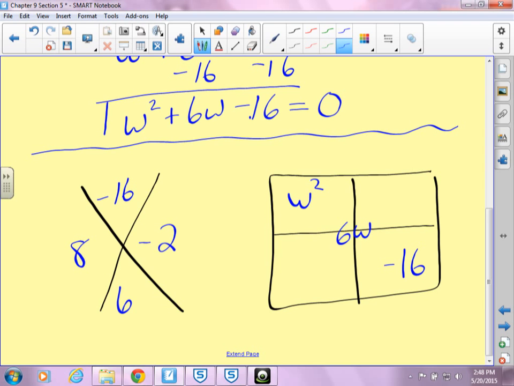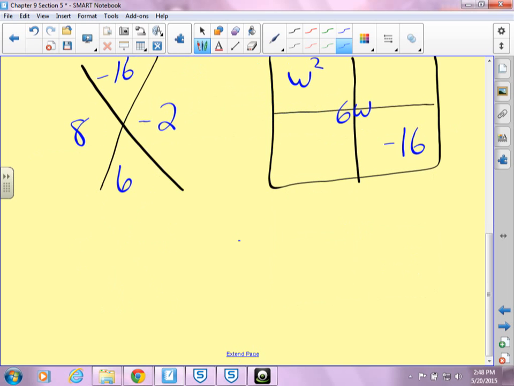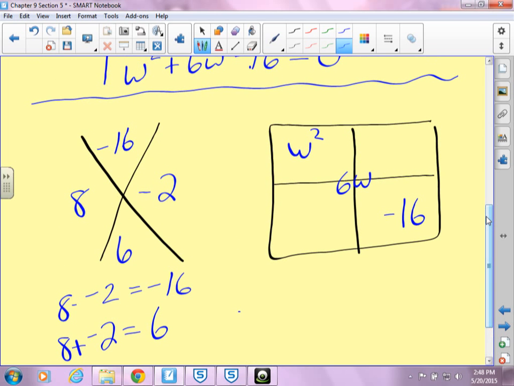And let's make sure that that's right. So I'm going to go 8 times negative 2. That gives me negative 16. That's true. And 8 plus a negative 2 gives me 6. So I was right. Those work. Now I'm going to put them in my boxes. I got 8W, W because that is the variable in my problem, and negative 2W.